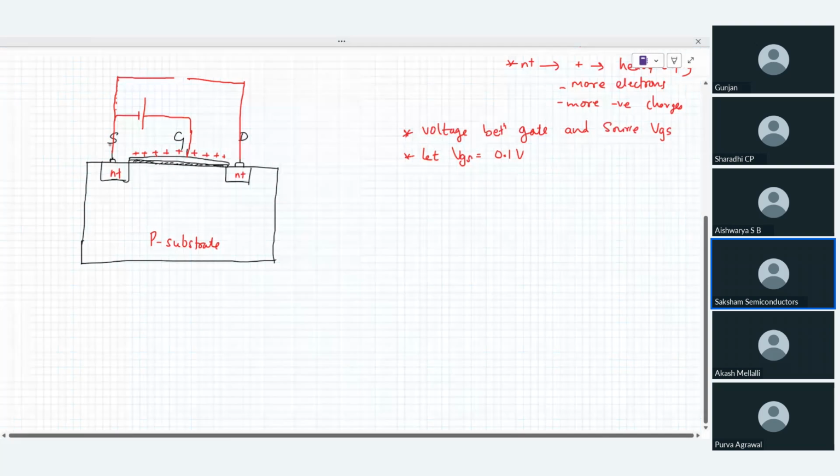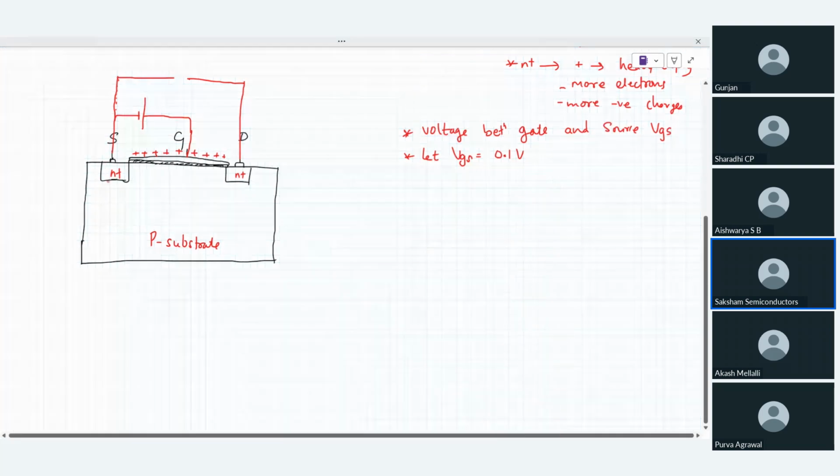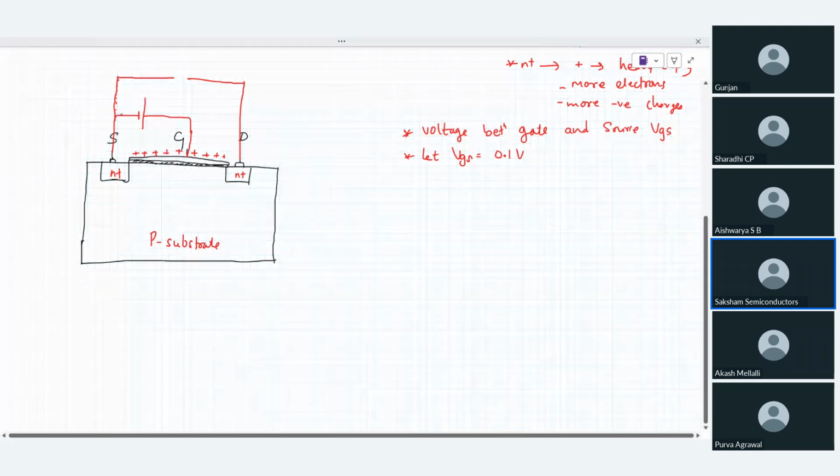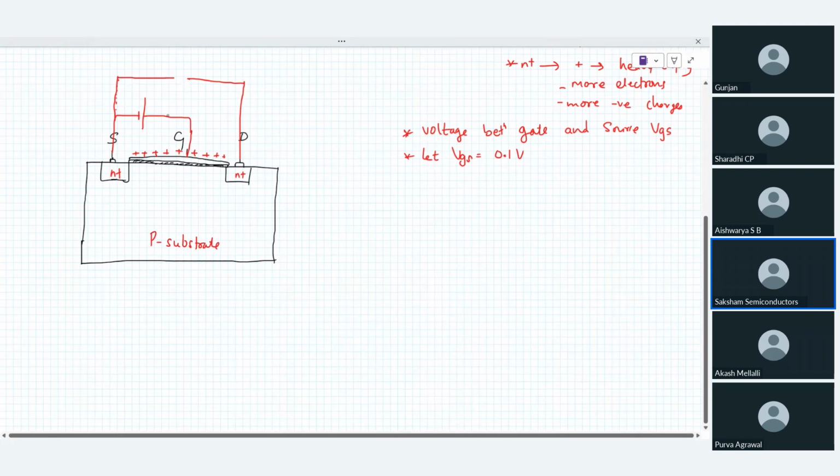Now, what is going to happen at the source side? Of course, there is an N plus region over here. There would be some space left, and these electrons would get pushed and they sit over here. But what is going to happen to the gate side? These positive charges come and sit on top of that. Now tell me, will these positive charges enter inside the MOSFET or not?